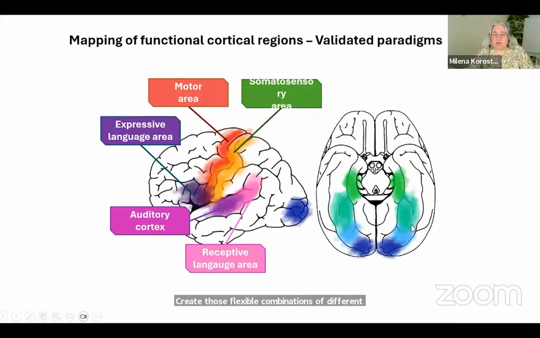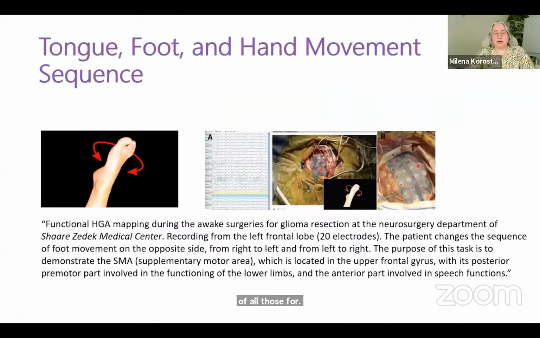What CRITIQ solution provides is already validated paradigms that went through validation, and we know that they really work. So for somatosensory, for motor, expressive language, auditory cortex, and receptive language areas, all those paradigms have been validated already. And there is, of course, a lot of flexibility, which is, again, especially important with children, and we can add the paradigms that we need.